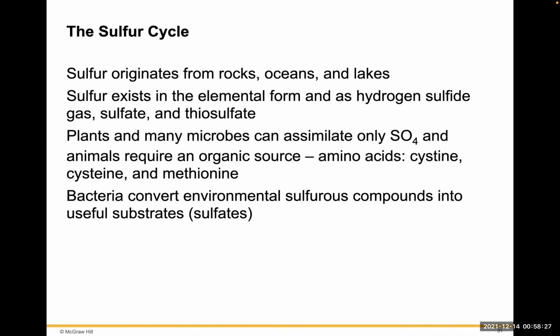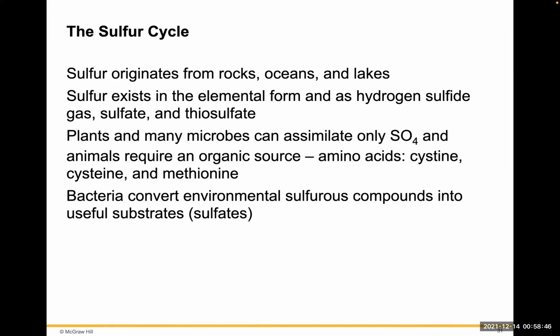Okay, so the sulfur cycle. Sulfur originates from rocks, oceans, and lakes. Sulfur exists in the elemental form as hydrogen sulfide gas, sulfate, and thiosulfate. Plants and microbes can assimilate only sulfate ion, SO4. And now it's required an organic source.